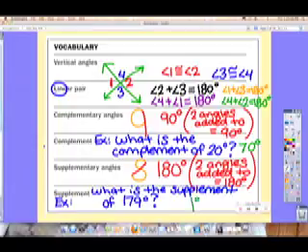Okay, we got 2, 4, 6 vocab. Guys, with your fingers, show me how many of those you understand out of the 6. 6 for 6, 5 for 6. How do you feel about all these vocab? Feel pretty good? Okay, nice. Let's go to the next one.